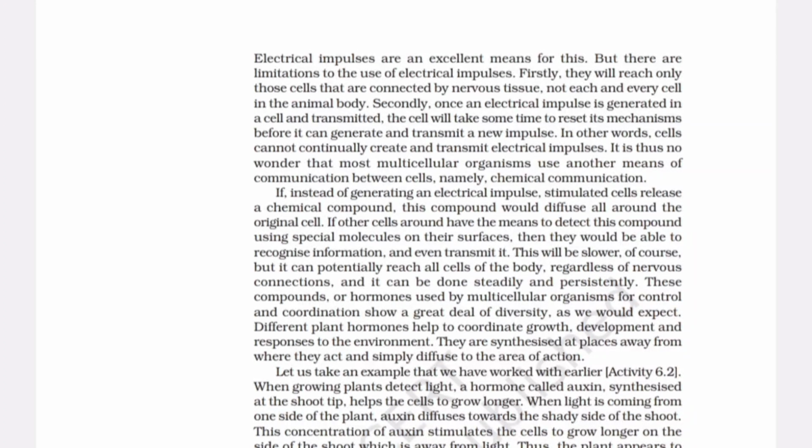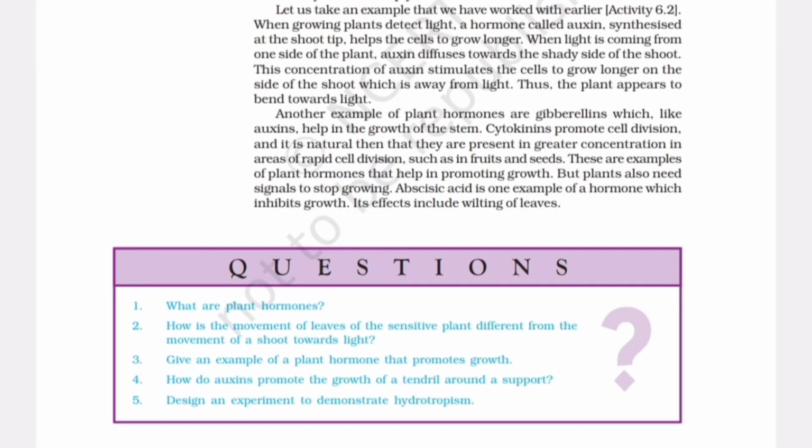When growing plants detect light, a hormone called auxin, synthesized at the shoot tip, helps the cells to grow longer. When light is coming from one side of the plant, auxin diffuses towards the shady side of the shoot. This concentration of auxin stimulates the cells to grow longer on the side of the shoot which is away from light. Thus, the plant appears to bend towards light.